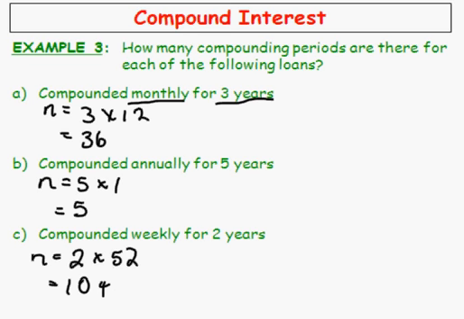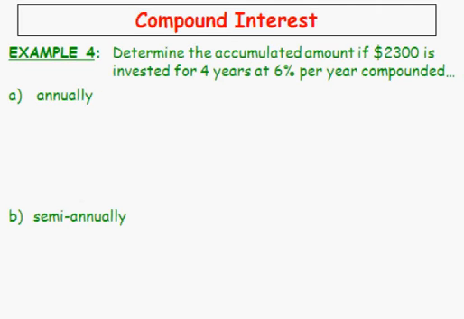Okay, so we'll just do a couple of examples. So determine the accumulated interest amount if $2,300 is invested for 4 years at 6%, and then we're given different compounding periods. So what we're going to do is set up our variables.